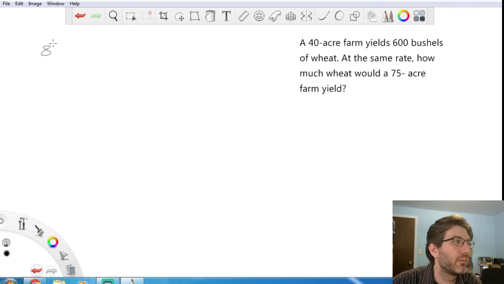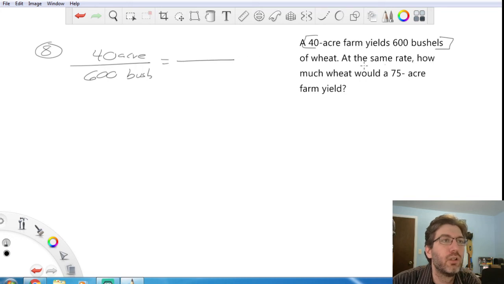This is number 8. A 40-acre farm yields 600 bushels of wheat. 40 acres gives you 600 bushels. And I have no clue what the abbreviation for bushels is. How much wheat would a 75-acre farm yield? So 75 would go there. And that's what you would want.